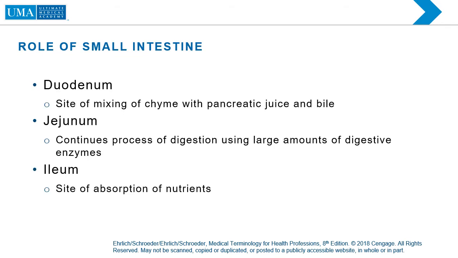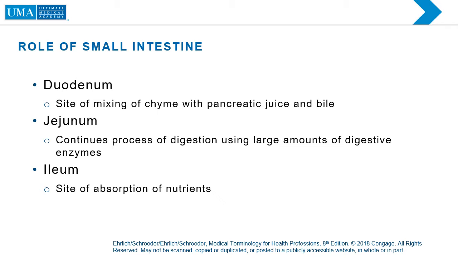Now, moving on to the small intestine. The conversion of food into usable nutrients is completed as the chyme is moved through the small intestine by what? Remember, that motion, the peristalsis, or the peristaltic action. In the duodenum, the chyme is then mixed with that pancreatic juice and bile.